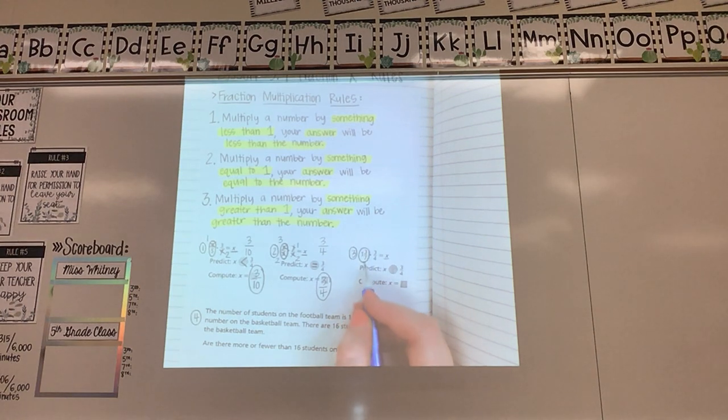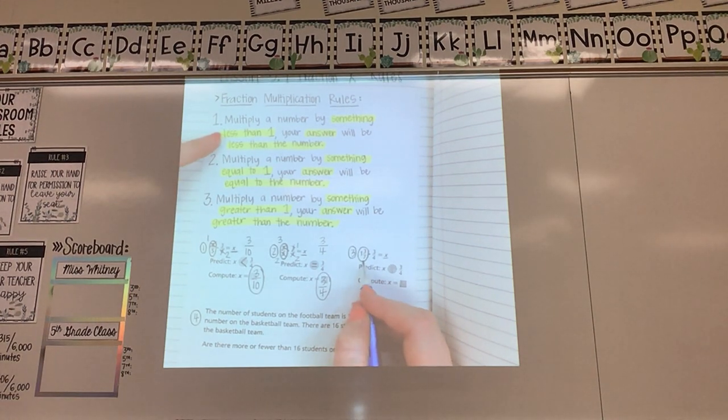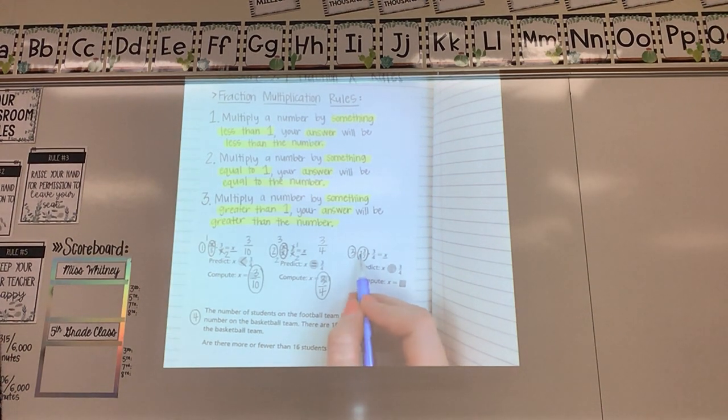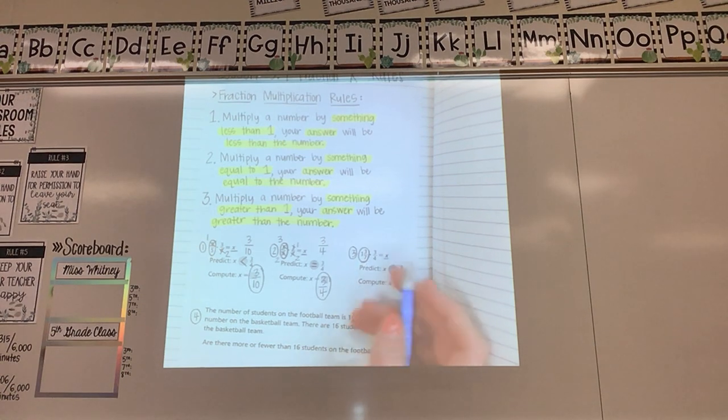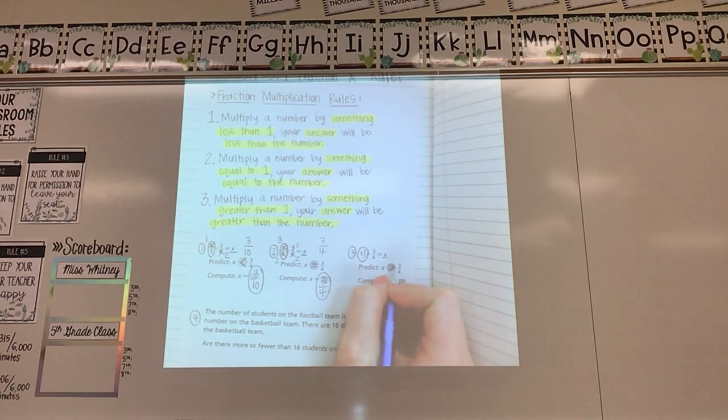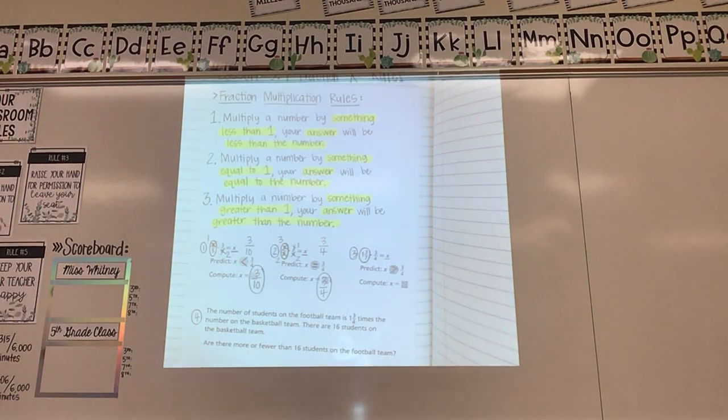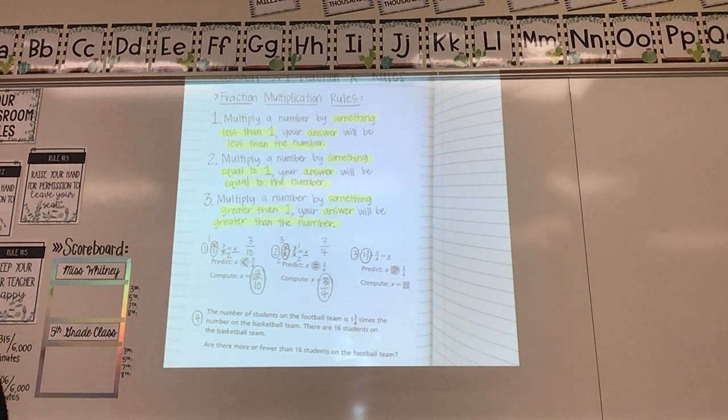Is 1 3/7 less than 1, equal to 1, or greater than 1? Or remember, think about pizza. 1 3/7. Did I eat less than 1 pizza? Just exactly 1 pizza, or more than 1 pizza? This would be greater than. Look, we have 1 whole and a fraction behind it, so that's greater than. So my alligator mouth goes this way. That equals greater than.